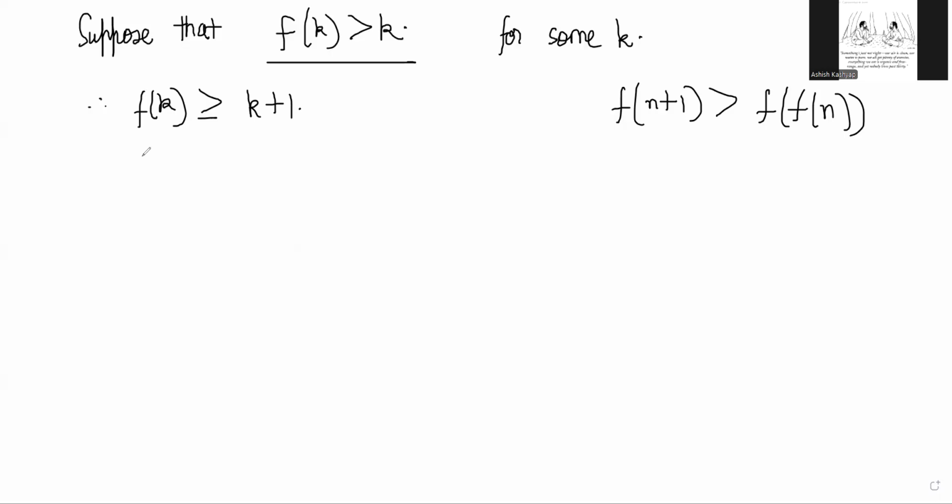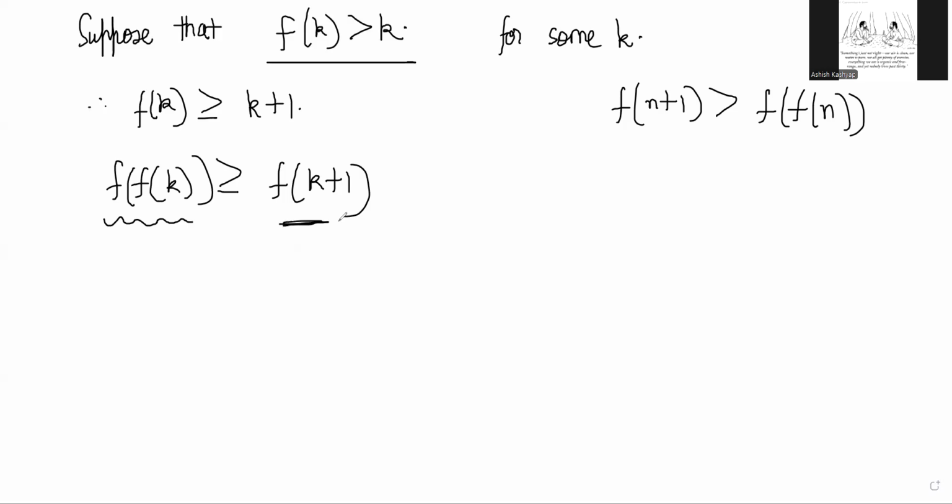If I put f of k on both sides of this, we'll get this condition. We are getting f of k is greater than or equal to f of k plus 1, right? So now we are getting the opposite of this, right? We are getting f of k plus 1 is less than or equal to f of k, right?